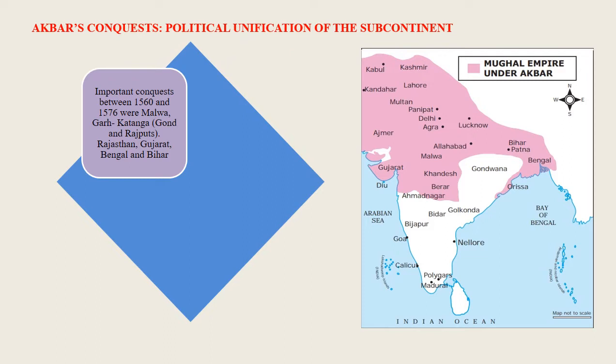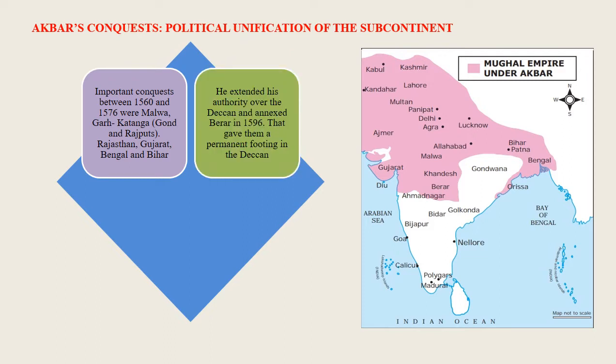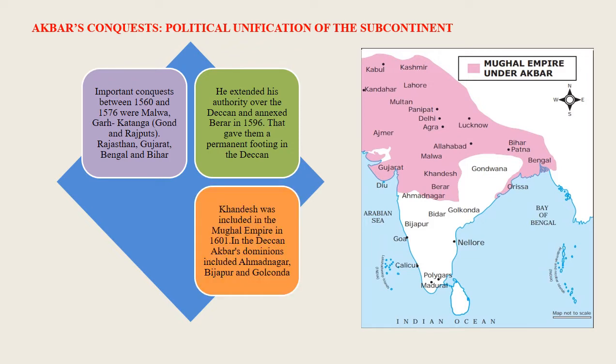After the conquest of Gujarat, Akbar extended his authority over the Deccan. The Mughals annexed Berar in 1596. That gave them a permanent footing in the Deccan. The Mughals gained a victory over Ahmednagar in 1597. Khandesh was included in the Mughal Empire in 1601.